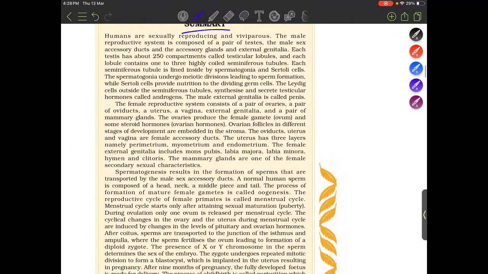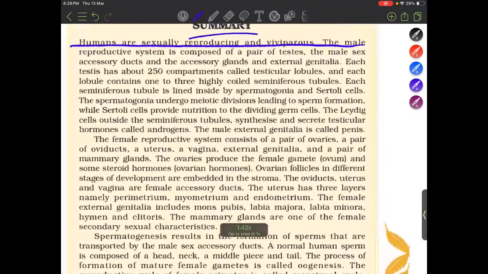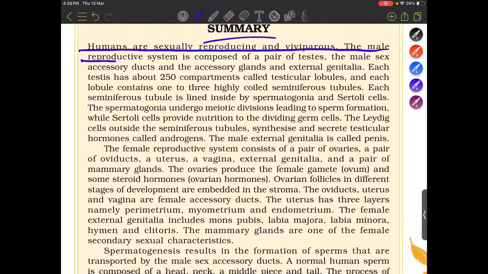Summary: humans are sexually reproducing and viviparous. The male reproductive system is composed of a pair of testes, the male sex accessory ducts, accessory glands and external genitalia.